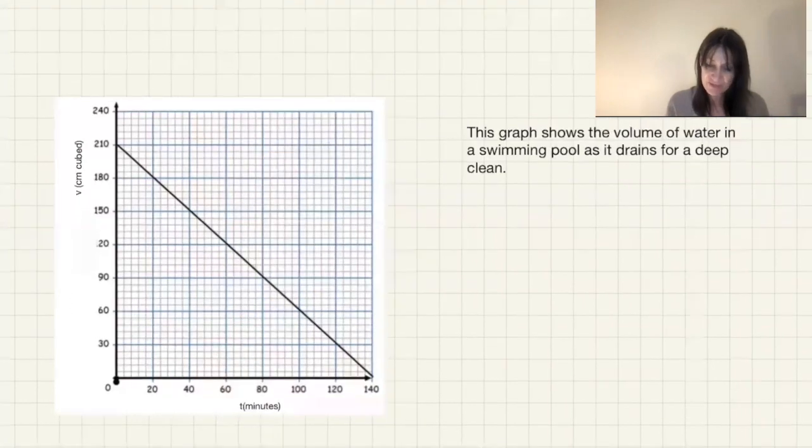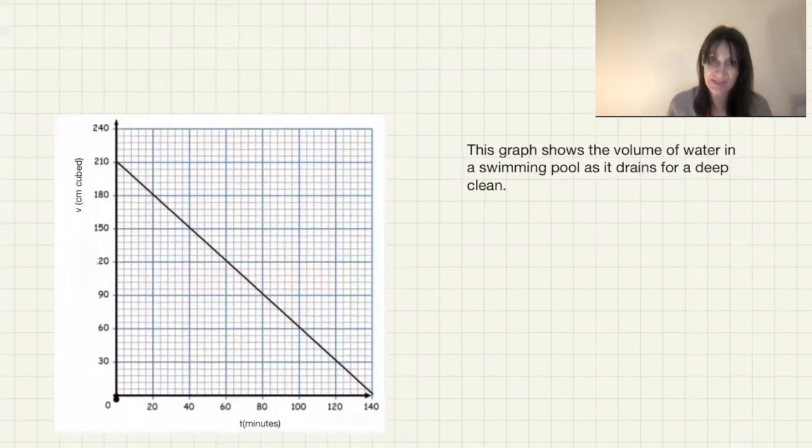Okay. All right, let's take a look at this one. So this graph shows the volume of water in a swimming pool as it drains for a deep clean. Okay, so I'll bring that down so you can actually see it. So it drains for a deep clean.